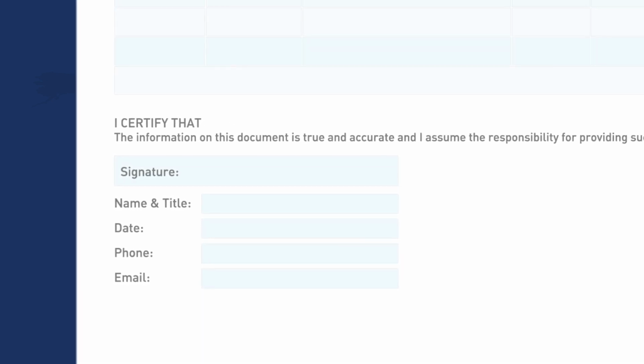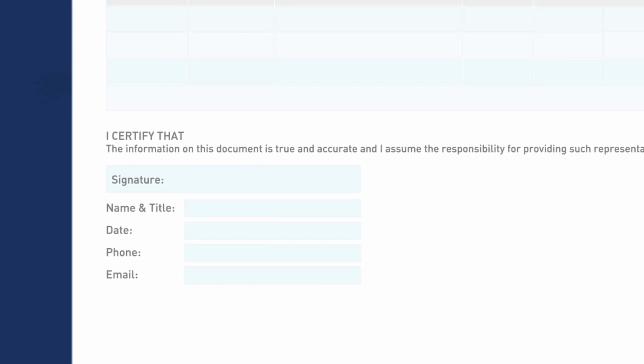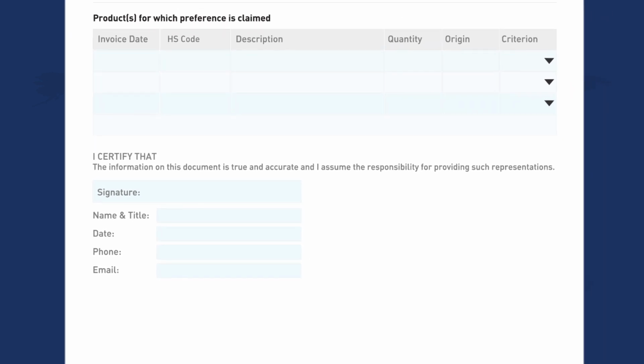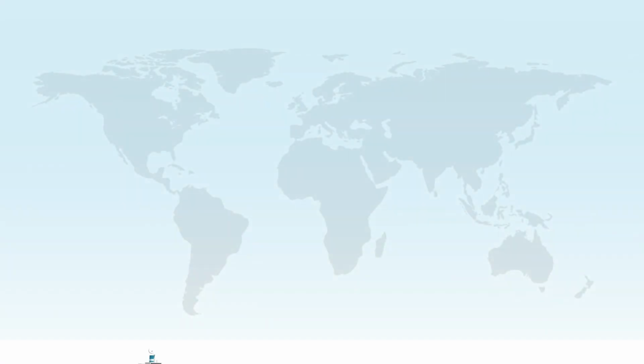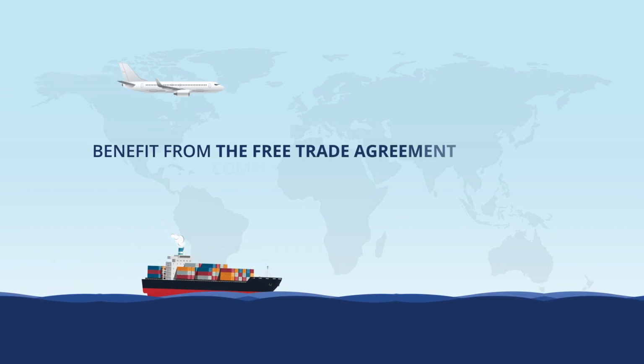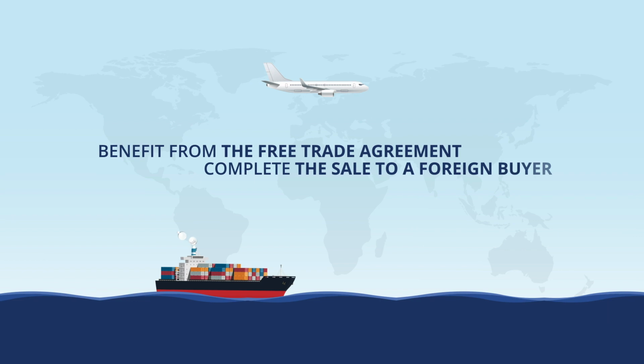Finally, include the name of the certifying person and the person's contact or other identifying details. That person should then sign the document. Now that the certificate of origin is ready, you can benefit from the free trade agreement and complete the sale to a foreign buyer.